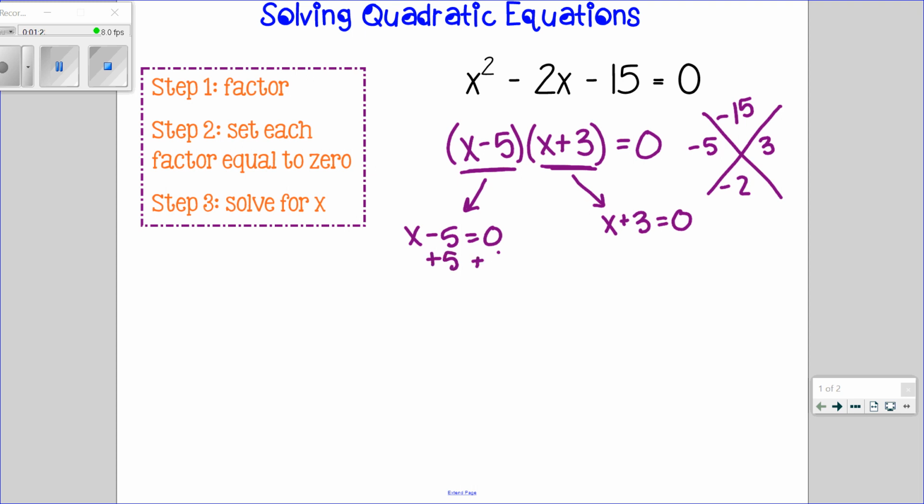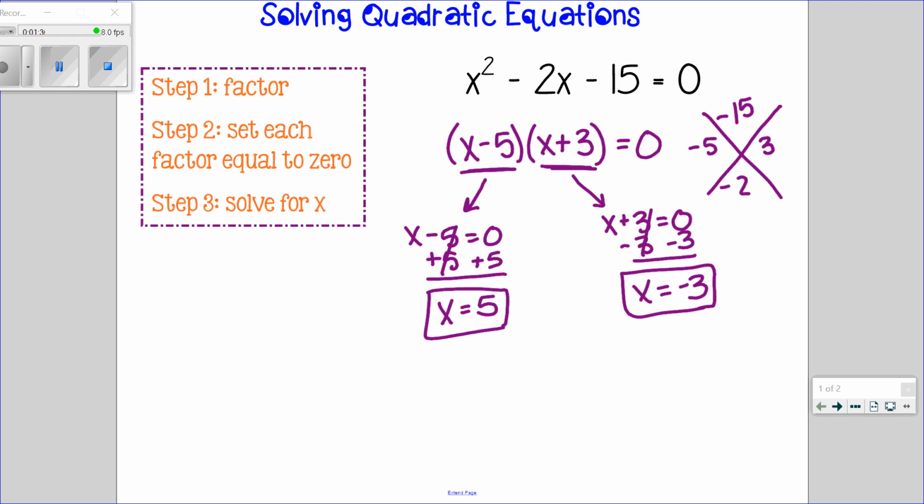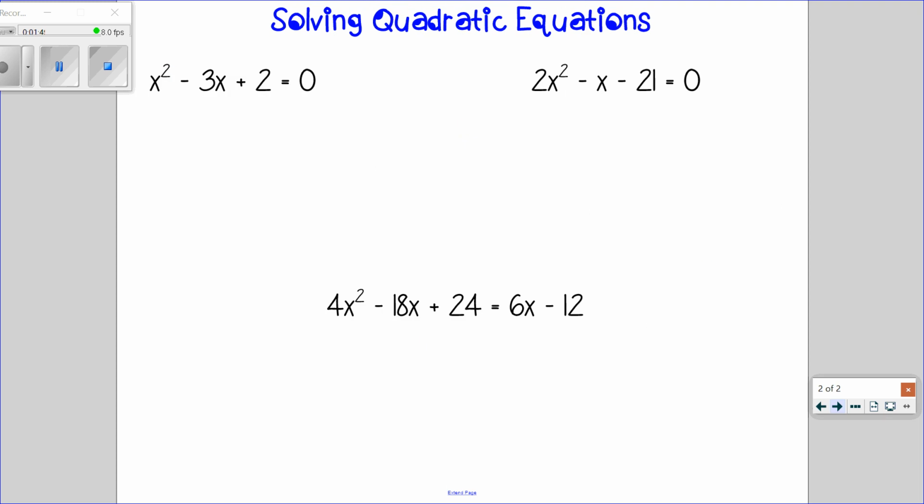So we add 5 on both sides for this one. So one of my answers is x equals 5. And the other equation looks like we're going to subtract 3 on both sides, so the other answer is x equals -3. There we go. Perfect. So one thing to note is you will always have 2, sometimes 3 exponents. Or, sorry, not exponents, answers. 2, sometimes 3 answers.